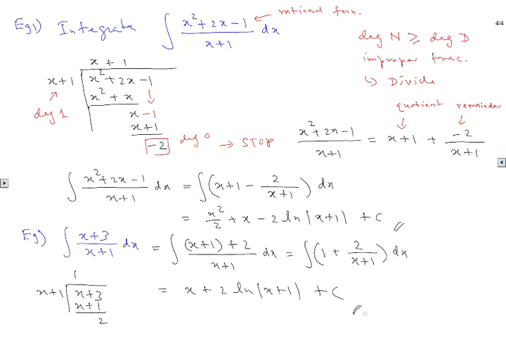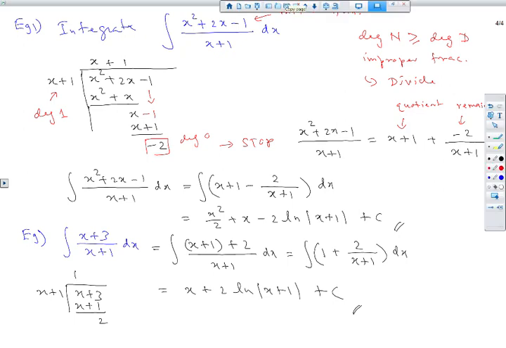Good. So this is what we do. If you see a larger numerator, if the degree of the numerator is larger than the degree of the denominator, we divide first, and then we can integrate term by term. So let's see what's going to happen if we have two factors.